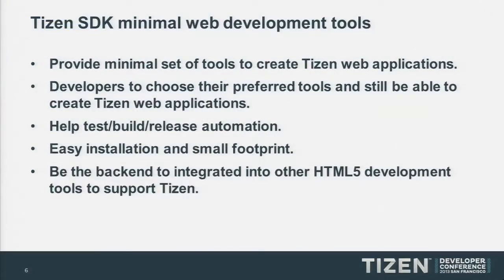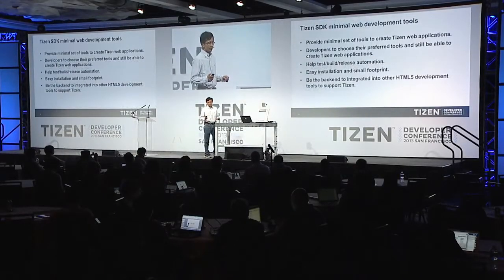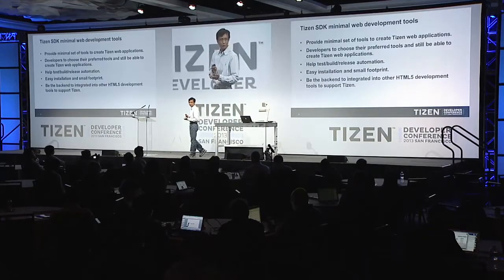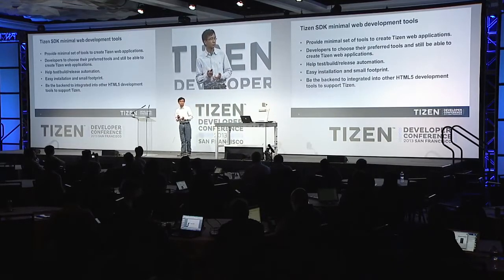It provides a minimum set of tools to create Tizen web applications. So developers can choose their preferred tools and still be able to create Tizen web applications. Those tools can also help with application test, build, and release automation, because most tools are command line based, easy to install, and have a very small footprint. It's less than 60 megabytes, compared to the whole Tizen SDK installation, which is about 2 gigabytes. So it can also be a backend to integrate into any other HTML5 development tools to support Tizen.